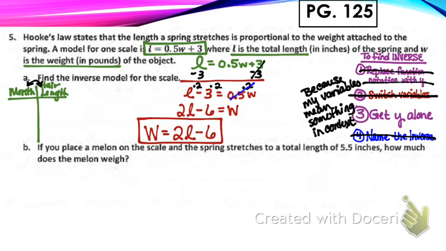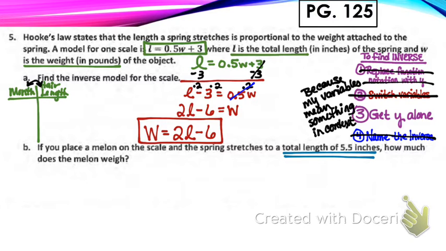Part B. If I take a melon, I don't know what kind of melon, maybe it's a watermelon, maybe it's a cantaloupe, maybe it's a honeydew, I don't know. It's 5.5 inches long. So yeah, it's probably not a watermelon unless it's one of the itty bitty ones. Have you guys ever seen those itty bitty watermelons at the store? Yeah. Or honeydew or cantaloupe.